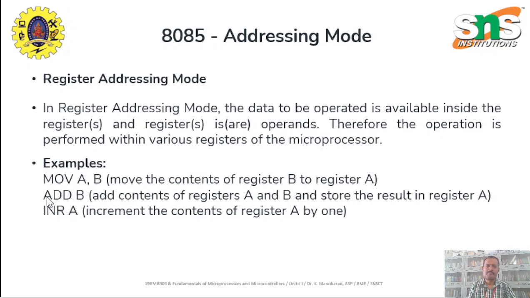Look at the second instruction, ADD B. The meaning is A equals A plus B. The accumulator content and the B register will be added, and after addition the result is also stored in the accumulator. So both the two inputs and the output are all registers. Look at this, INR A. INR A means increment A, so A equals A plus 1. Source and destination are both the accumulator. In register addressing mode, we always use only registers in that instruction. Only then will it be called register addressing mode.